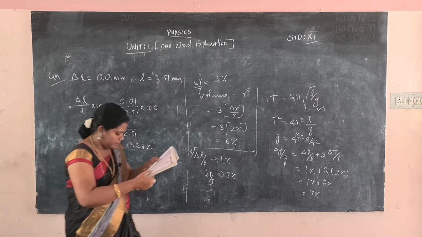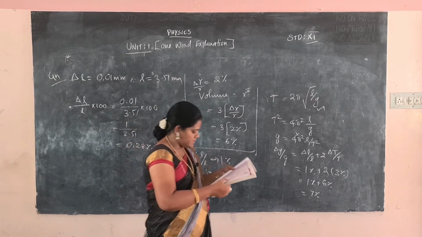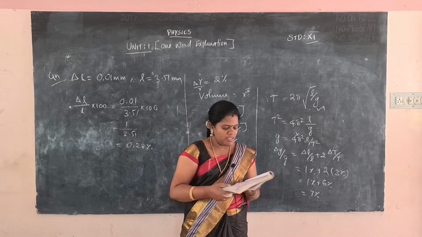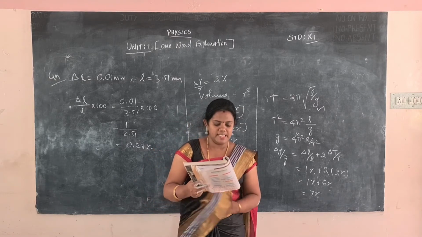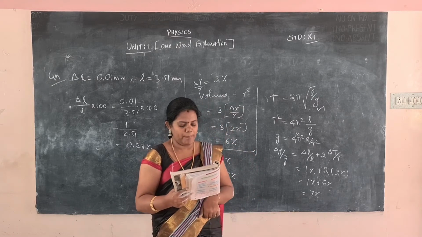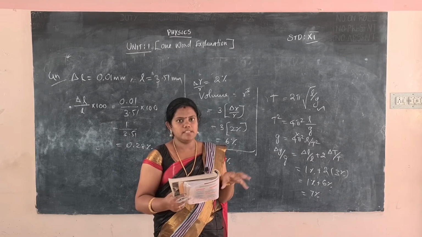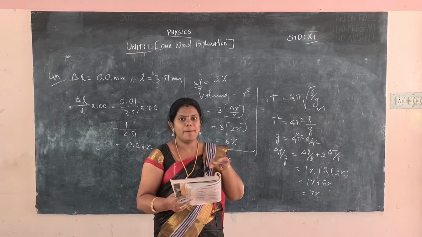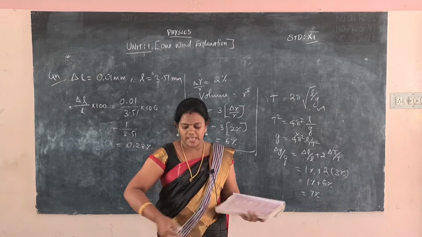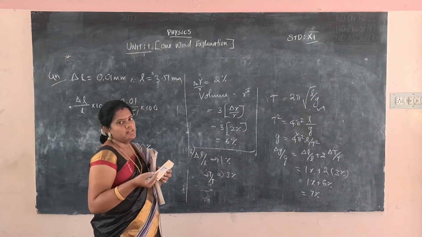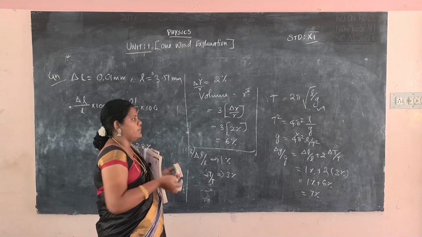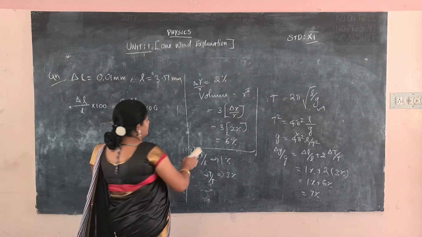Okay, then the next, the fifth one, I already explained in the previous session. So the sixth one: if pi is equal to 3.14, then the value of pi square is? The pi value is 3.14. How will you calculate pi square? 3.14 into 3.14.